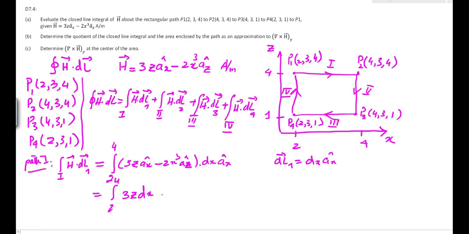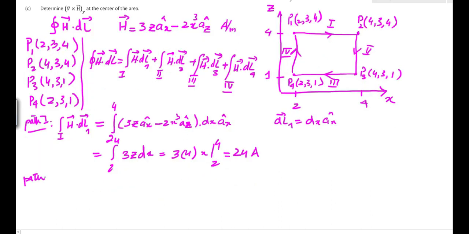Now if you solve this, z is constant; this path is at z equals 4, so we'll put the value of z here. The integral becomes x in the limits 2 to 4, or if you put the limits, what we will obtain is 24 amperes. So the path integral of path 1 gives us 24 amperes. Now we will repeat the same procedure for the other paths also.